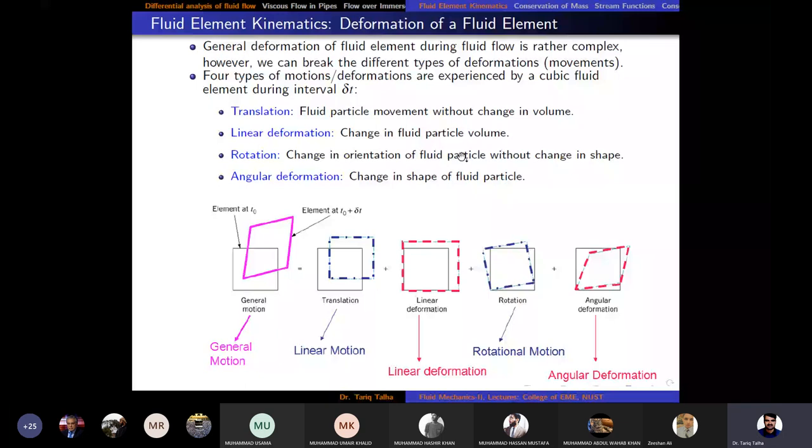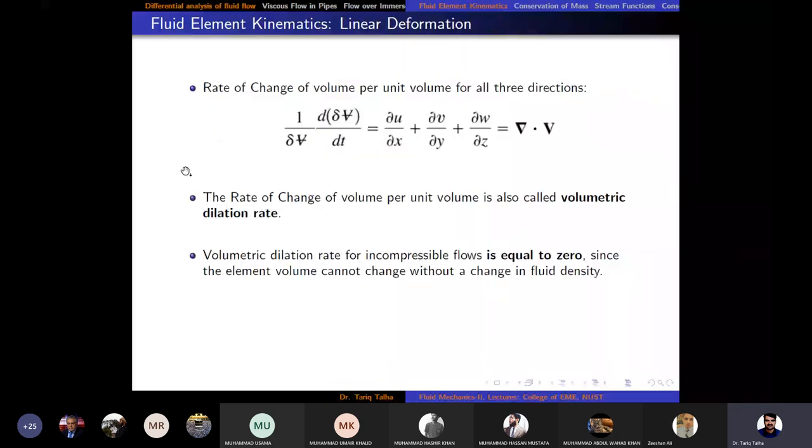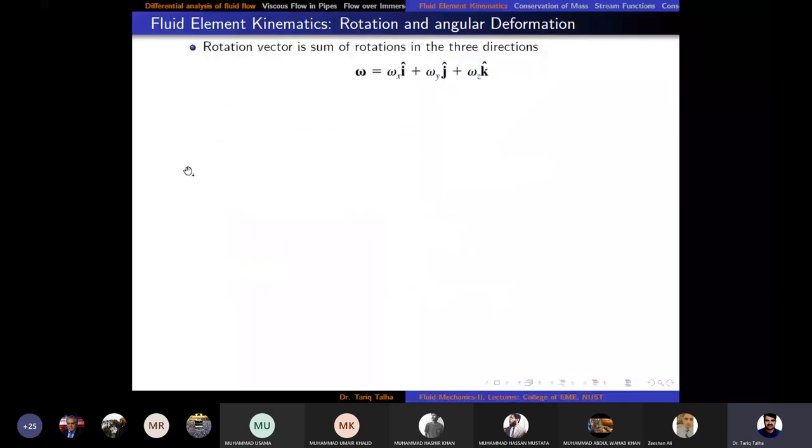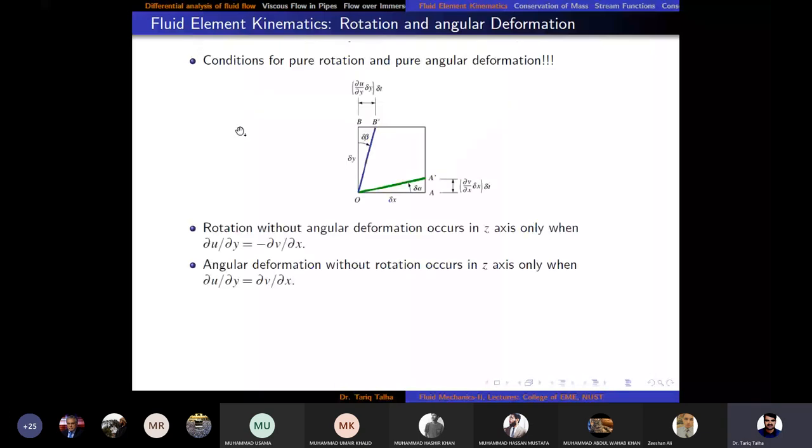Okay, so now we go towards a few numerical problems to see whether the flow is having some kind of deformation, linear deformation, rotation, or angular deformation. So let me go to the first problem.